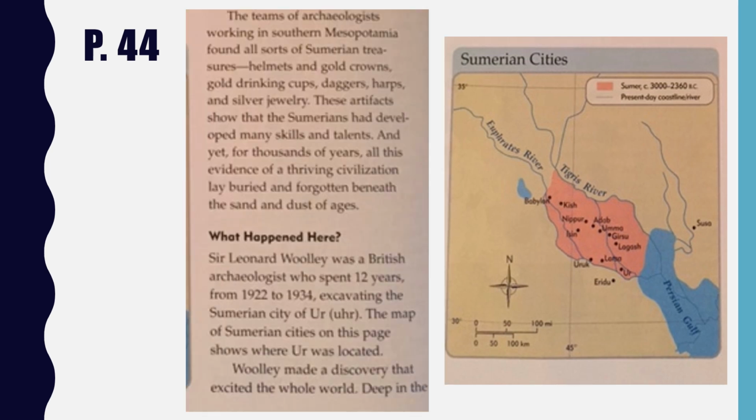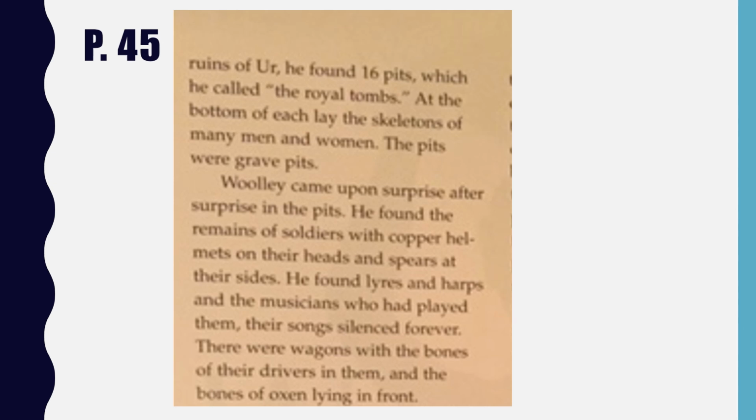The teams of archaeologists worked in southern Mesopotamia, and they found all sorts of Sumerian treasures: helmets, gold crowns, gold drinking cups, daggers, harps, silver jewelry. All of these artifacts had stories to tell about the Sumerian people, yet that evidence lay hidden for thousands of years. Sir Leonard Woolley, a British archaeologist, spent 12 years, from 1922 to 1934, excavating the Sumerian city of Ur, and you can locate that here on the map. In that time, he made a discovery that excited the whole world.